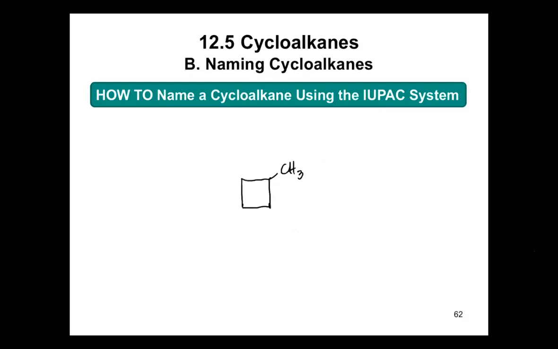Okay, let's work on some examples. So, ito ang parent cycloalkane is cyclobutane. Tapos, isa lang yung substituent niya, so no need to assign numbers. Kaya, ano ba yung substituent? This is methyl. So, ang name ng compound is methyl cyclobutane. Okay po.